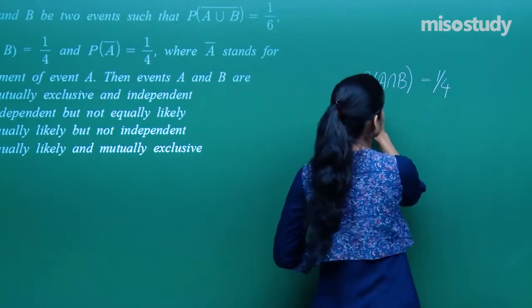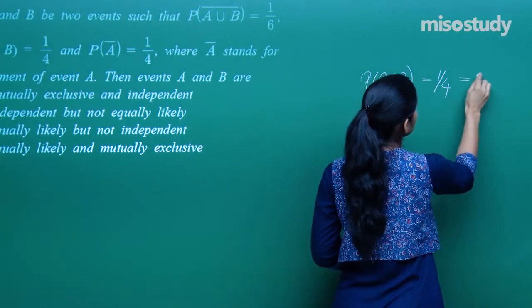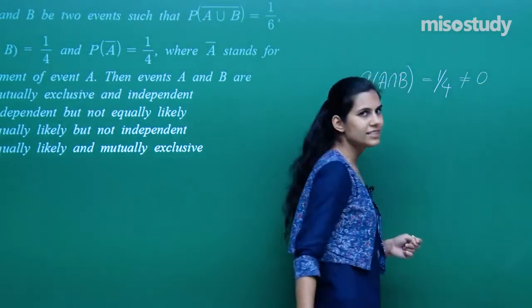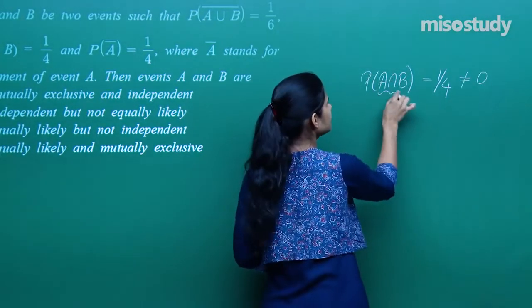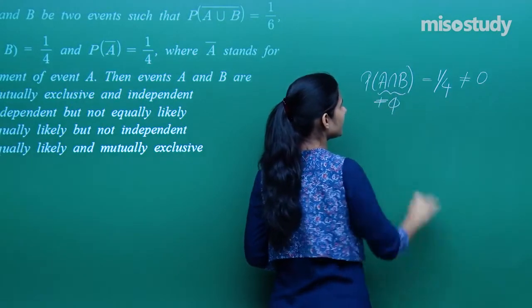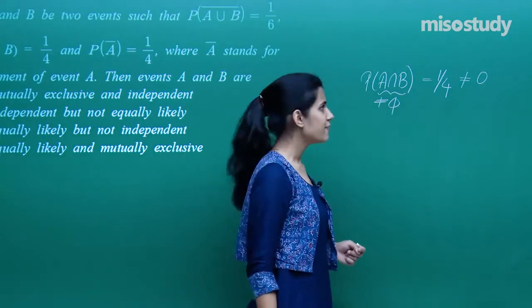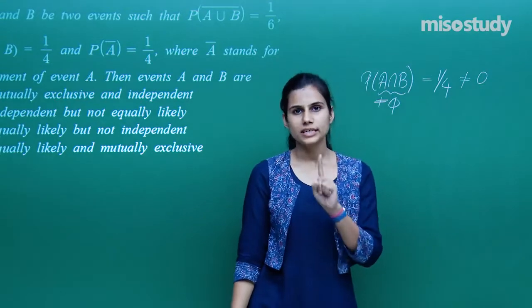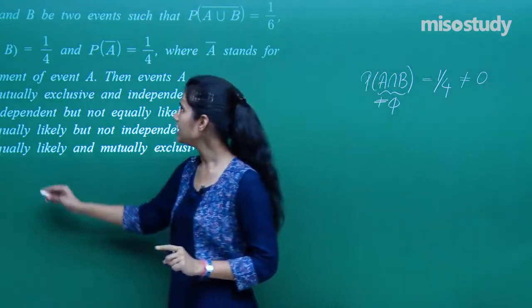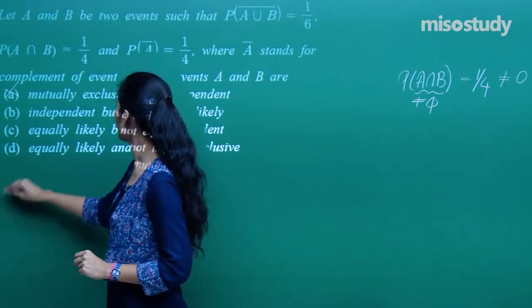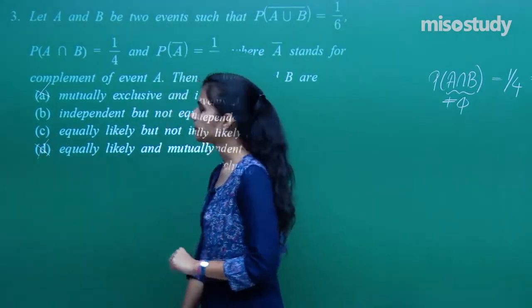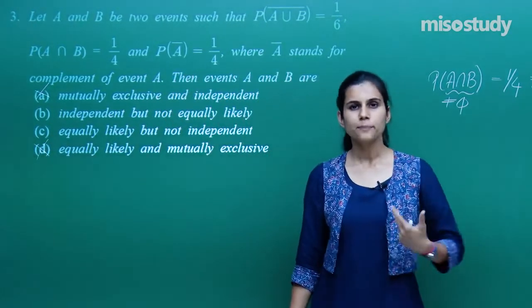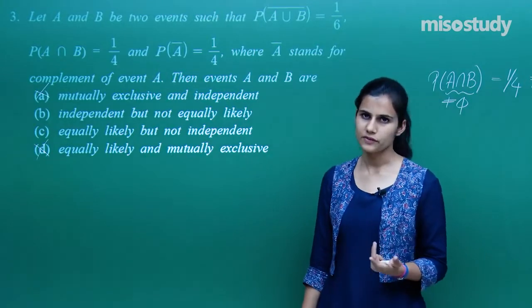Probability of A intersection B is equal to 1 by 4, which is not equal to 0. That means A intersection B is not equal to phi. Therefore, A and B are not mutually exclusive. First of all, they are definitely not mutually exclusive. So, A is wrong and D is wrong, because both of them are supporting the very mutual exclusiveness of events A and B.